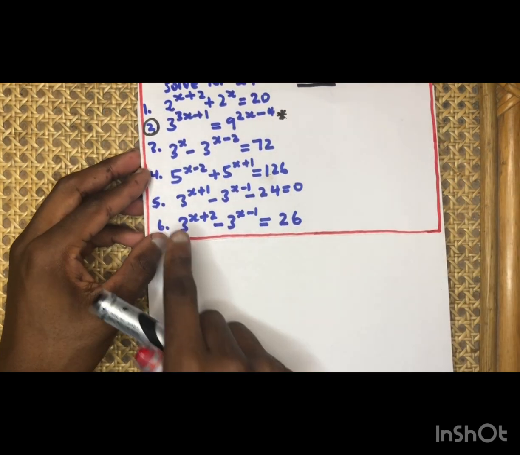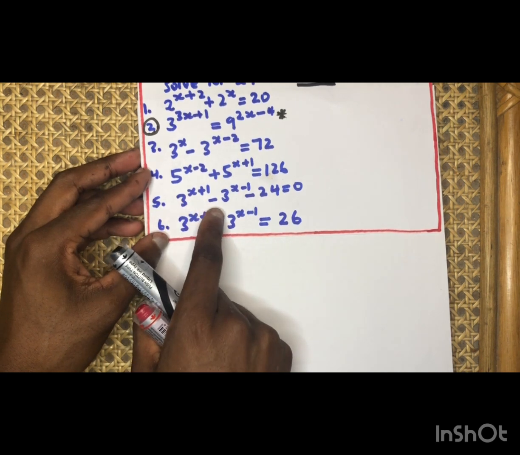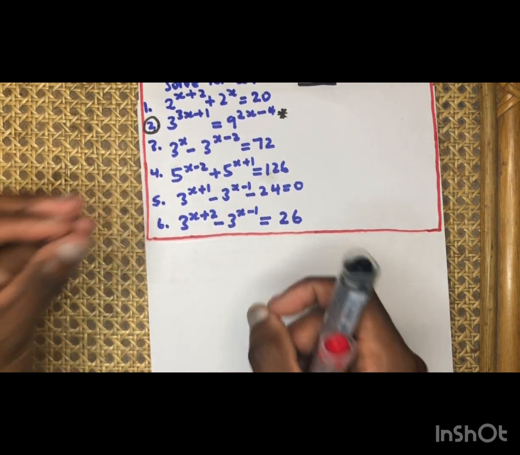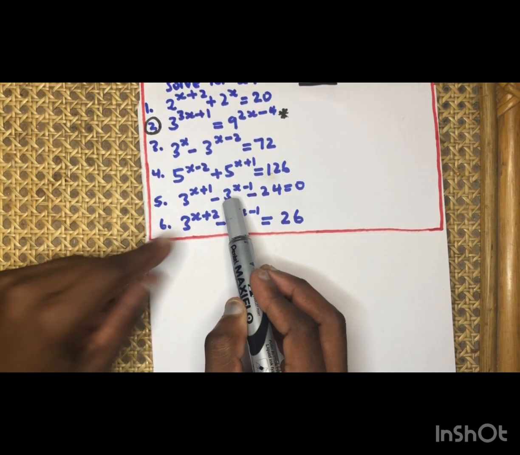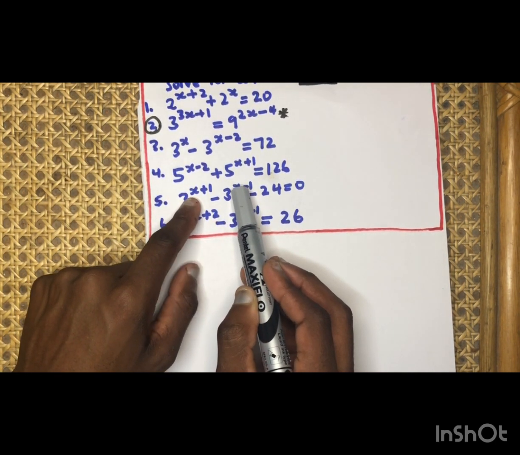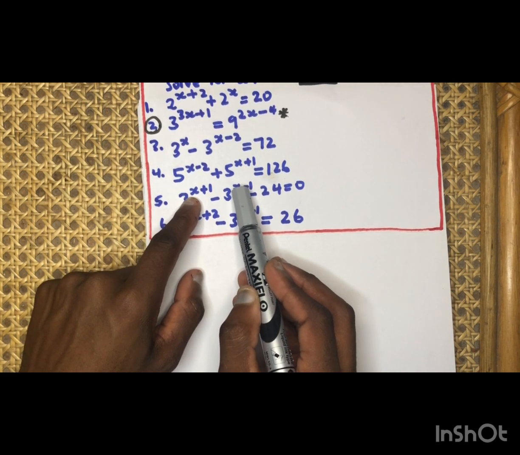So let's see what we have at number 5. Number 5, guys, we have 3 to the power x plus 1 minus 3 to the power x minus 1 minus 24. If you have to take out the common factor, you must see if your exponents are the same and also the sign between the bases. So I can see that I have the sign between the bases. Then I have to look if my exponents are the same. I have x here, I have x here. So which means I have a common factor.